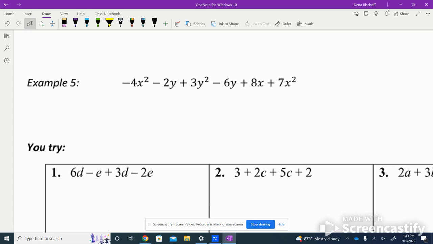Is there a term that matches y squared? What do you think, Edward? Is there a term that has a y squared? No. So this just comes right over here. Plus 3y squared. It doesn't have a match. Okay? Hayden, is there a term that matches the 8x? No. So what do I do with this positive 8x? Bring it down. I just add it. Okay? What do we think?